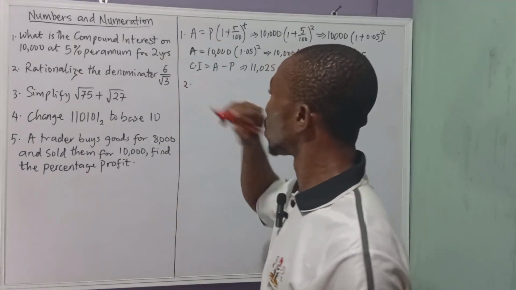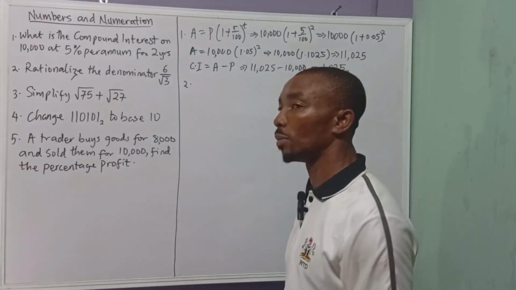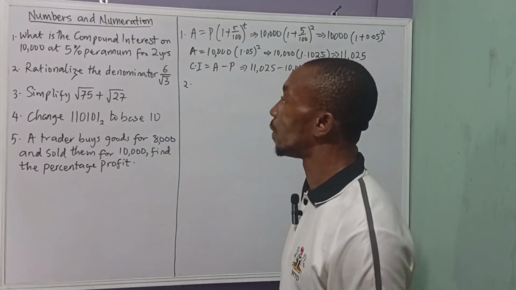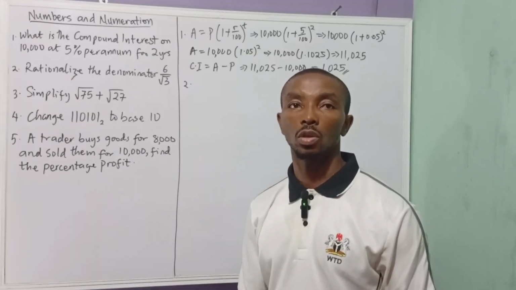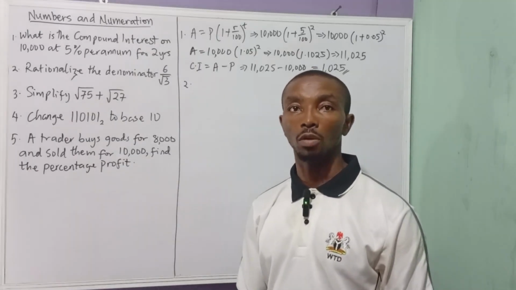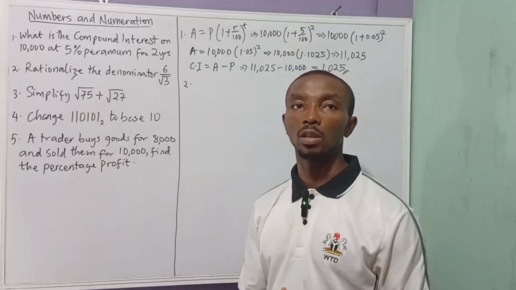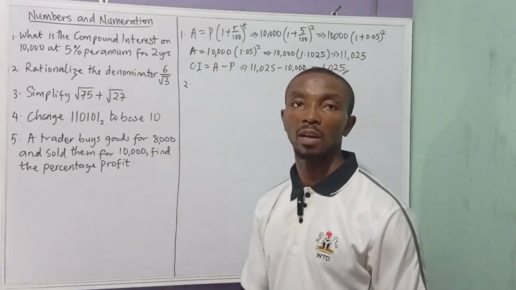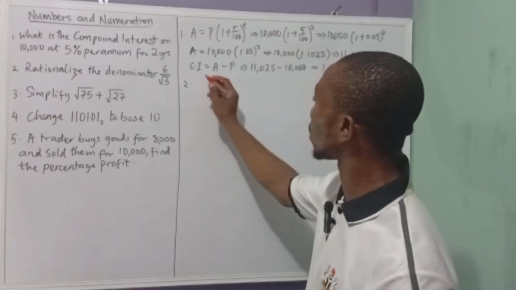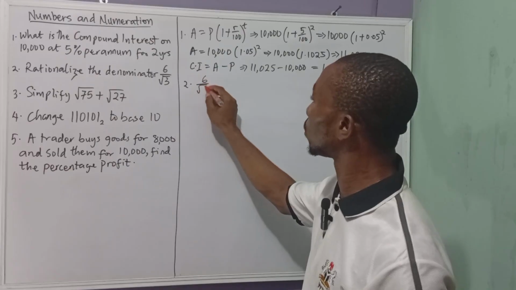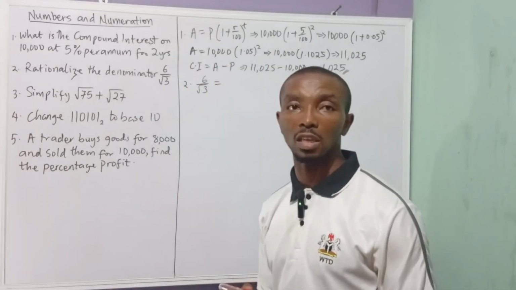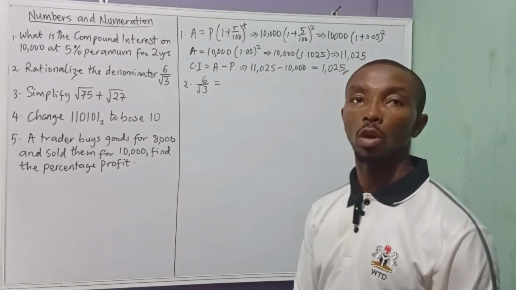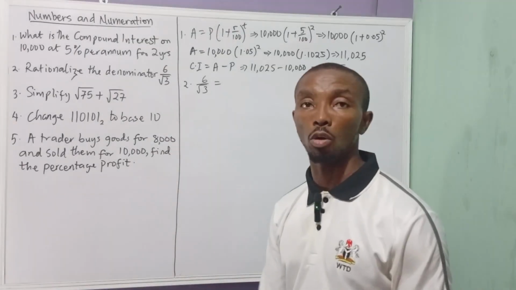Alright, number 2 talks about rationalization of a denominator, which is a surd. Okay, question 2 and 3 talks about a surd. Now, we've run a very detailed video on surds in the channel. Do well to go through it to have a better understanding on how to rationalize and simplify our surds. Now, let's look at this. We have 6 over root 3. Now, the essence of rationalizing a surd, or a denominator, is to make our root sign go away or make our denominator a whole number.